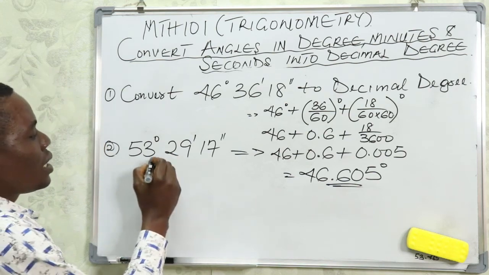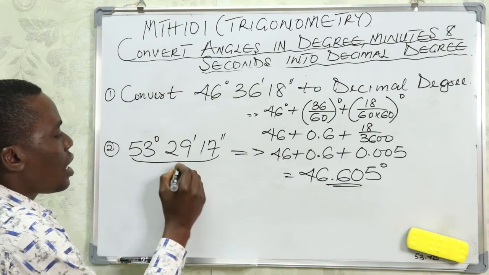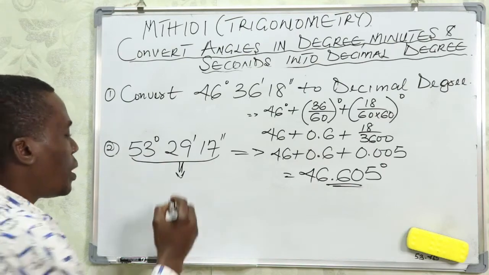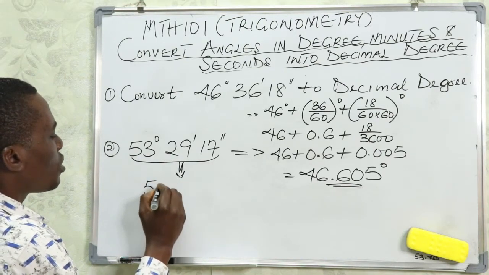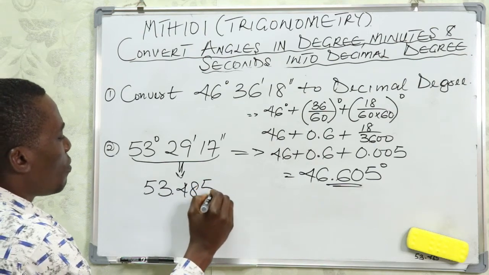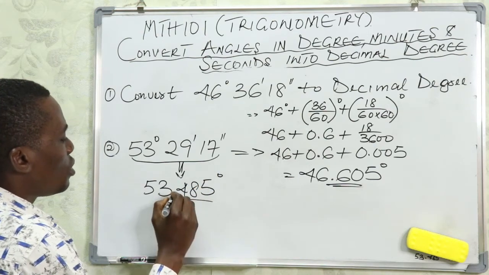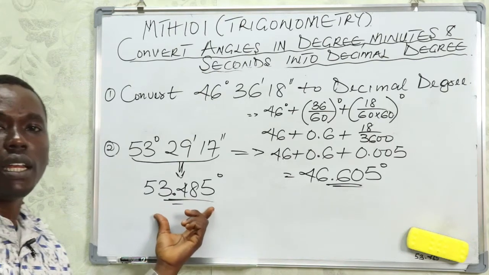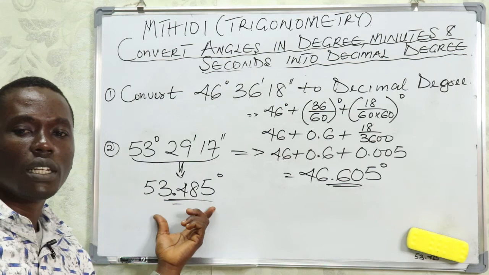I want you to try this. Convert this angle to decimal degrees. If you do this properly, you are going to get 53.485 degrees. I want you to try this and see if you get exactly this as the solution.